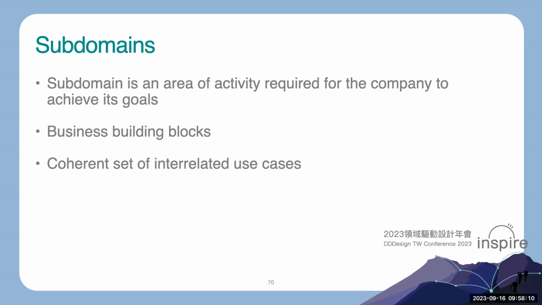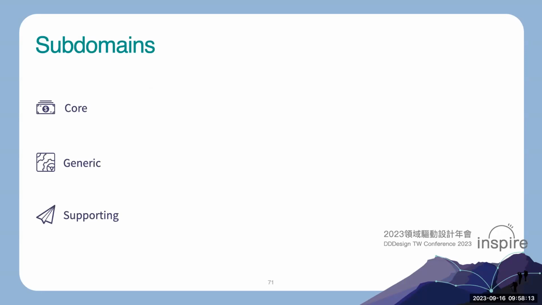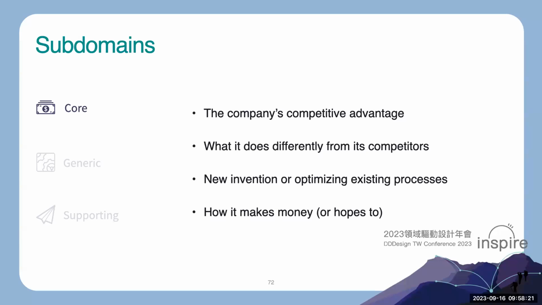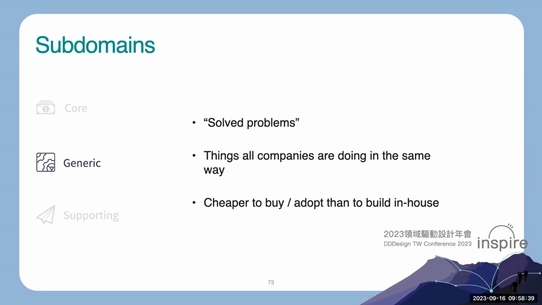Now, according to DDD, we have three types of subdomains. And of course, they are different. They have some distinct properties. Core subdomains are all about the company's competitive advantage. These are inventions, optimizations, intellectual property, or all the things that differentiate the company from its competitors. This is how the company makes or plans to make profits. Generic subdomains, on the other hand, are solved problems. We have ready-made solutions that we can just use, whether it's an off-the-shelf product or open source, etc. We don't have to implement them. And since that solution is available to everybody, even to my competitors, there is no competitive advantage here.